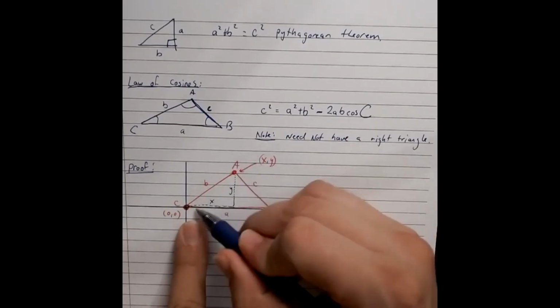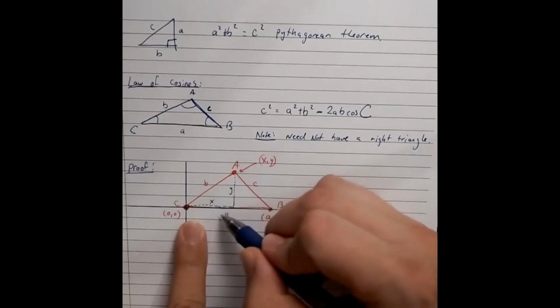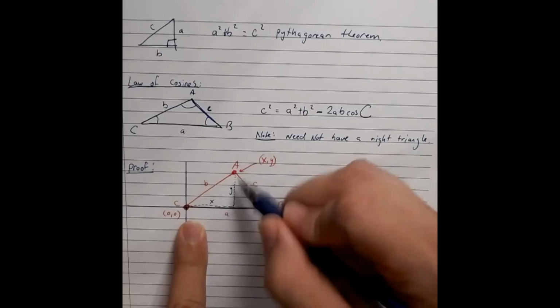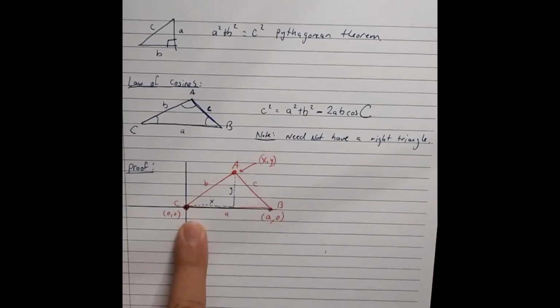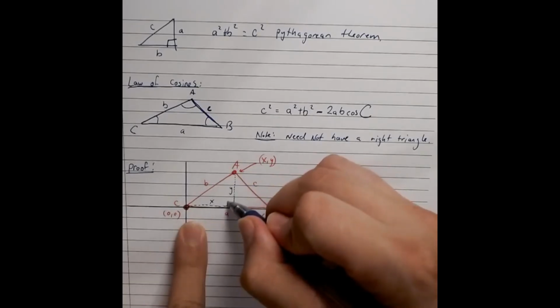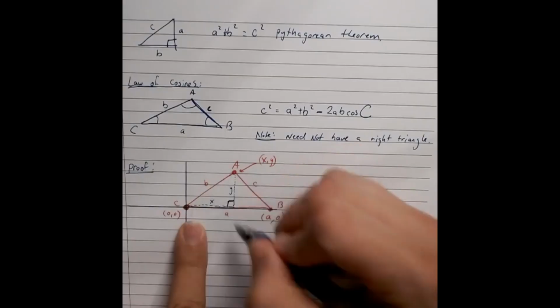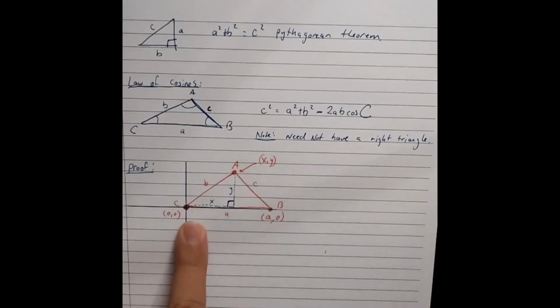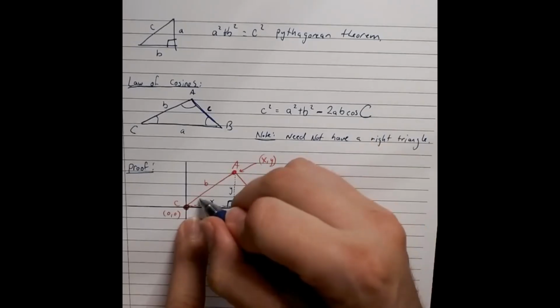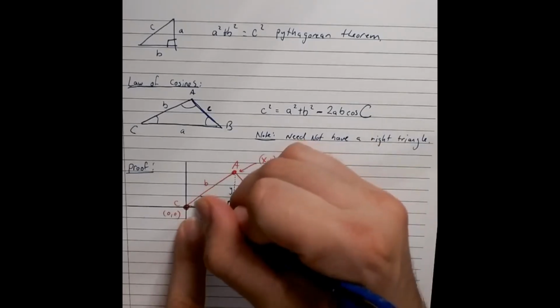So this coordinate tells you how far left or right you go, and this one tells you how far up or down you go. Okay, well, notice that this is a right triangle, the one in here. So that means that I can take this angle, C, and I can say things about it.